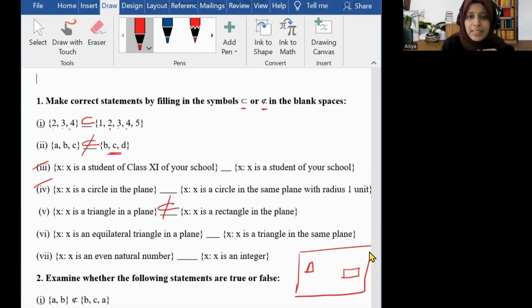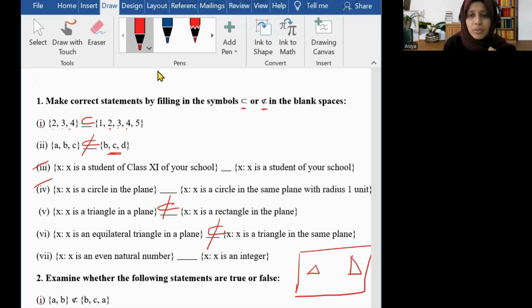Similarly, the set of all x such that x is an equilateral triangle in a plane and x is a triangle in the same plane. Now again, similar, these two triangles can be anywhere in the plane. Now this could be my equilateral triangle and this could be my other triangle. They could be anywhere in the plane, it is not necessary that one equilateral triangle is contained in the other triangle. So no, this is not a subset.